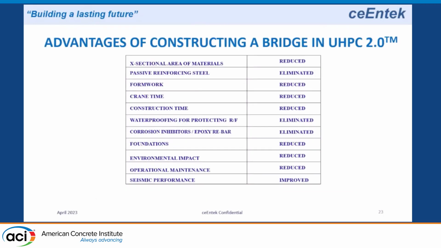So I want to just conclude by summarizing the advantages of a UHPC bridge. We reduce the cross-sectional area and quantity of materials. We eliminate passive reinforcing steel. We reduce the formwork, the crane time, and the construction time. We eliminate the waterproofing because of the low porosity and permeability of the material. We don't need corrosion inhibitors or epoxy-coated rebars. We can reduce the foundation because of the lighter mass. It has a lower environmental impact. Operational maintenance is reduced, and the seismic performance is improved because of the material.